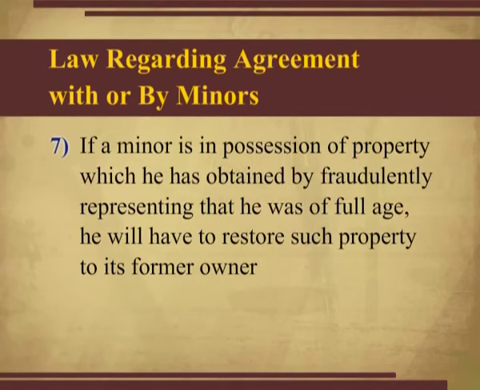However, if a minor is in possession of property which he has obtained fraudulently, representing that he was of full age, he will have to restore such property to its former owner. Similarly, a minor will have to restore to the person deceived any money received as a result of sale proceeds of the goods obtained by fraud. Though the law provides special protection to minors, it does not mean that it bestows upon them the privilege or right to cheat others. In this case, if a minor has fraudulently disposed of the property and spent the money received therefrom, then such equitable doctrine of restitution cannot be invoked.